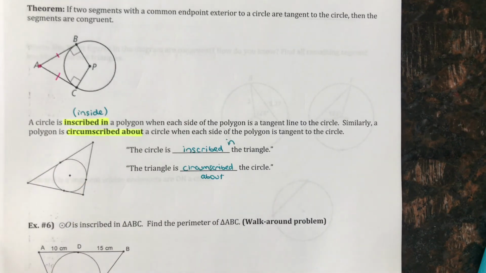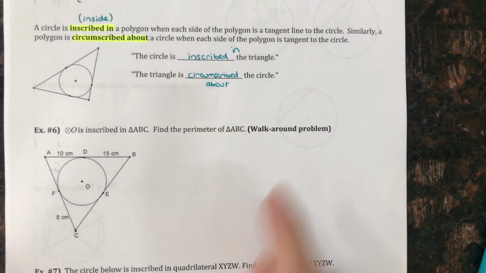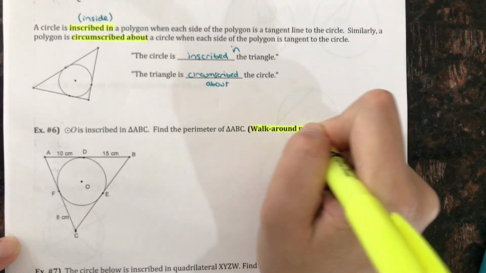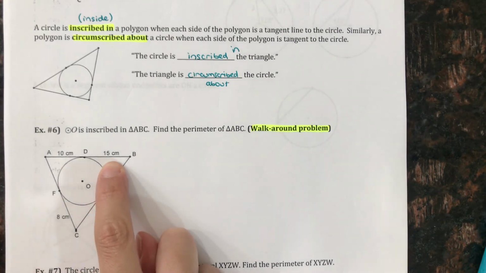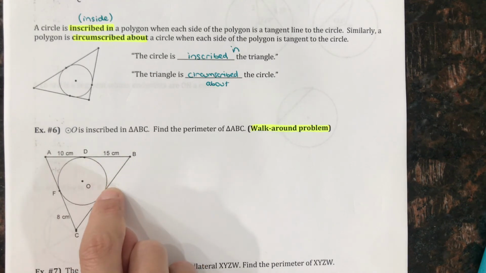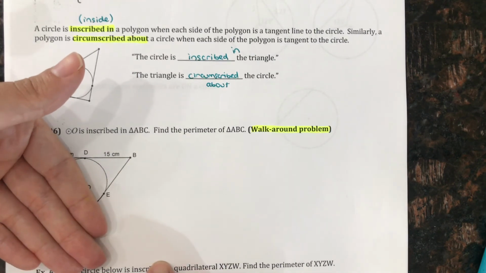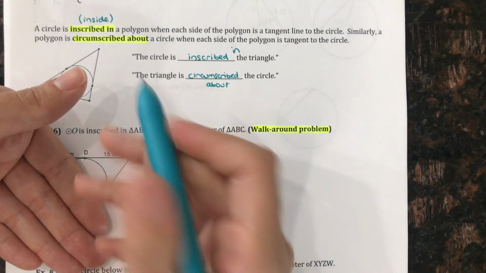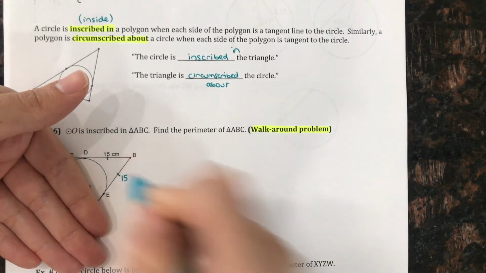So if we look at example number 6, it says that circle O is inscribed in triangle ABC. Find the perimeter. Now we call this a walk-around problem, and you'll see why in a second. So let's start by looking at this side of my picture. You'll notice that at point B, our segments are tangent to the circle at each of these points. If I cover the rest of this up, I know that these two segments have to be congruent because they meet at that common point. So I know that this side is 15.